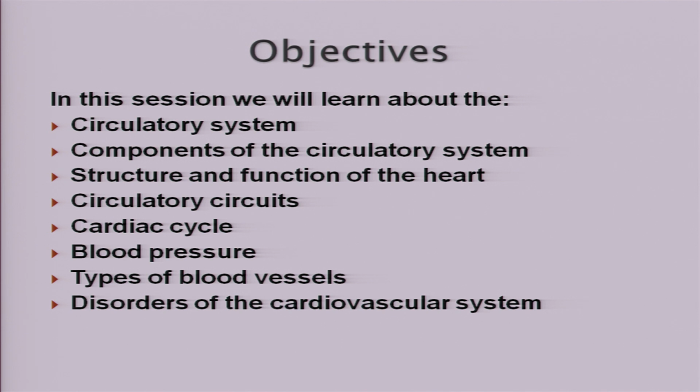What is a circulatory system? What are the various components of the circulatory system? What is the structure and function of the heart, and what are the various kinds of circulatory circuits that are present in our system? Also, we will talk about the various components like cardiac cycle, blood pressure, types of blood vessels, and we will touch upon the disorders of cardiovascular system.